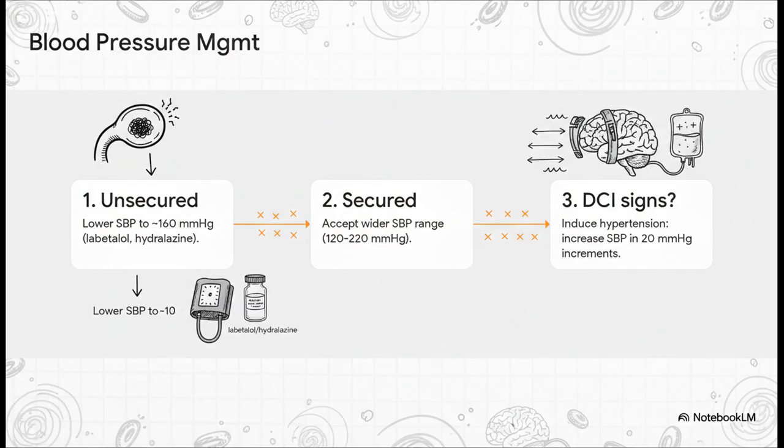But the moment that aneurysm is fixed, the goalposts move completely. We're happy with a much wider range. And then, if the patient starts showing signs of DCI, we do something that feels totally backwards. We actually induce hypertension, pushing the pressure up to try and force blood through those narrowed brain vessels.